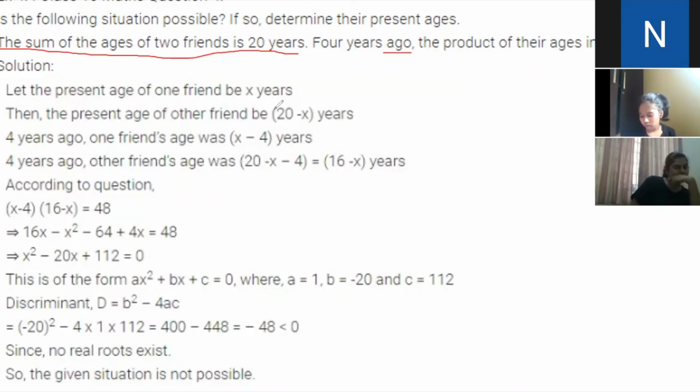So the present age of one friend is x, the other is automatically 20 minus x because the sum is 20. 4 years ago means the first friend is also 4 years less, so you have to subtract: x minus 4. The second friend also you have to subtract: 20 minus 4, like 16 minus x. According to the question, the product of the ages is 48. So the first friend's age is x minus 4, the second friend's is 16 minus x. The product is 48. You will get a quadratic equation.